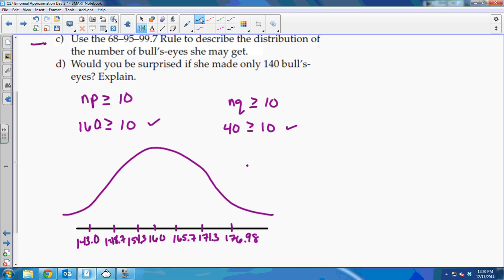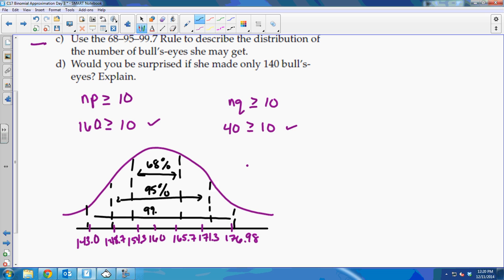So what does that 68, 95, 99.7 situation mean? 68% what? The middle part. What does the middle part mean? Right, within one standard deviation, right? Which my model is not good, that should take up way more space. And then 95 would be 2 standard deviations. And 3 is 99.7. And this is the number of bullseyes, right?